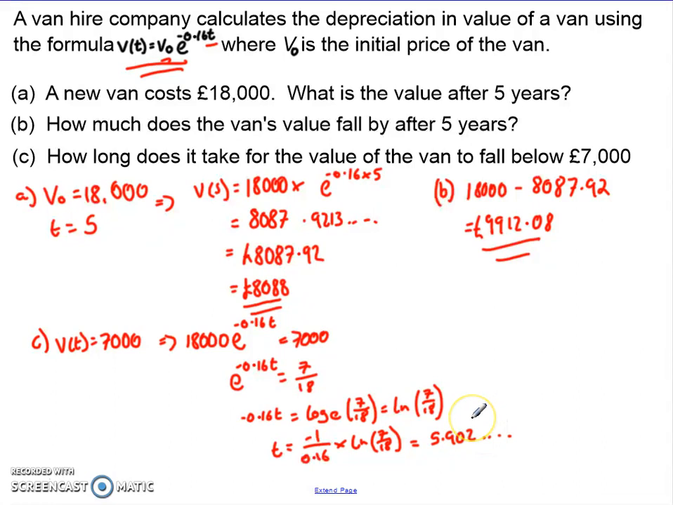Now, that's when it hits it, but it's full years. So what we then have to say is rounding it appropriately for the scenario. We can't say it's 5 years because it's not falling below it then. So it has to be the next full one. So what we can then say is t equals 6 years for the value below 7 grand. So below £7,000. Okay. So we have to make sure we put it back into the context appropriately.